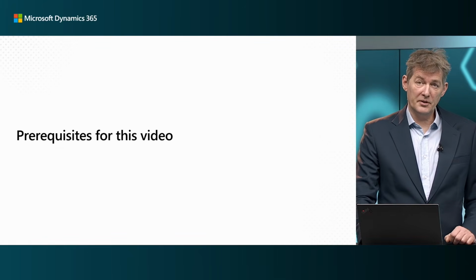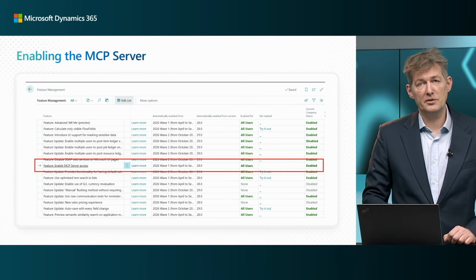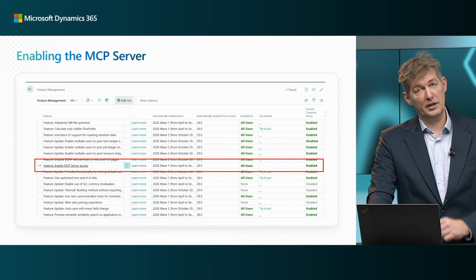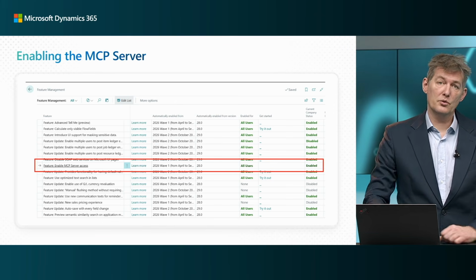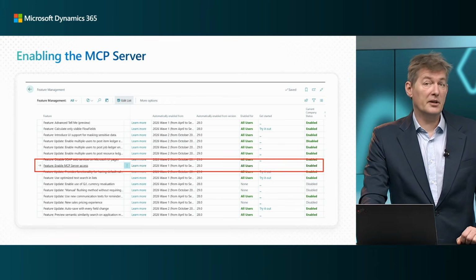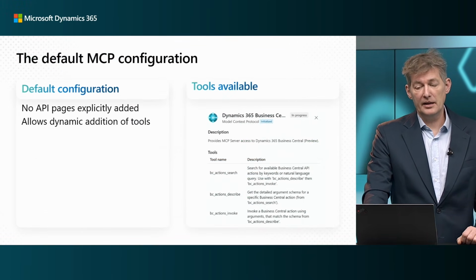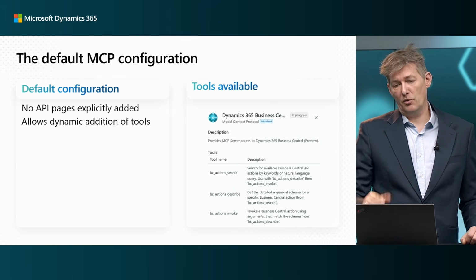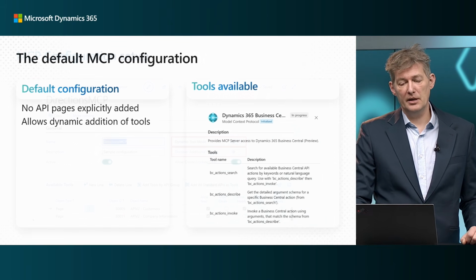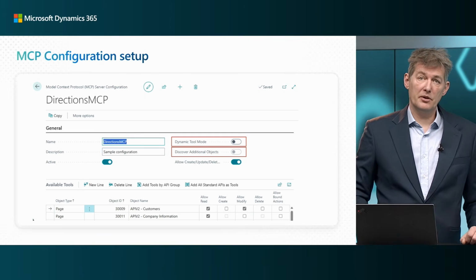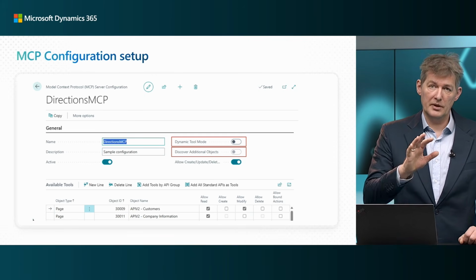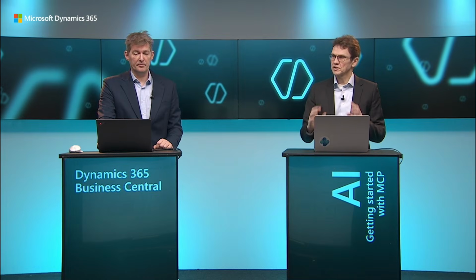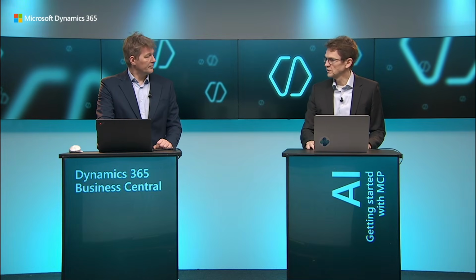So the prerequisites for this video, if you don't want to watch the other ones: first you need to enable the MCP server. It's currently in public preview, so go to feature management and enable that. And then you also need to know what's behind the default configuration in MCP, as well as named configurations. That's the prerequisite we expect you to know about for this video. Yeah, both of these concepts are covered in the other 2 videos.